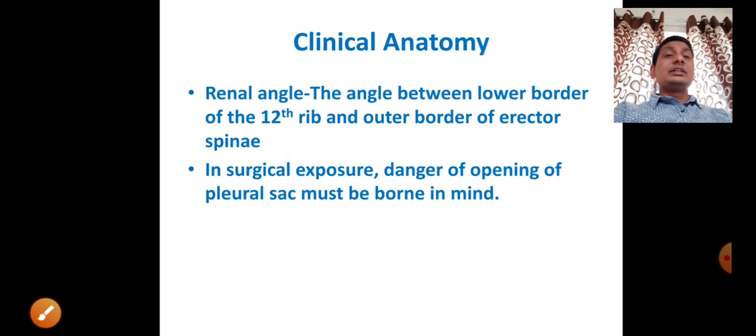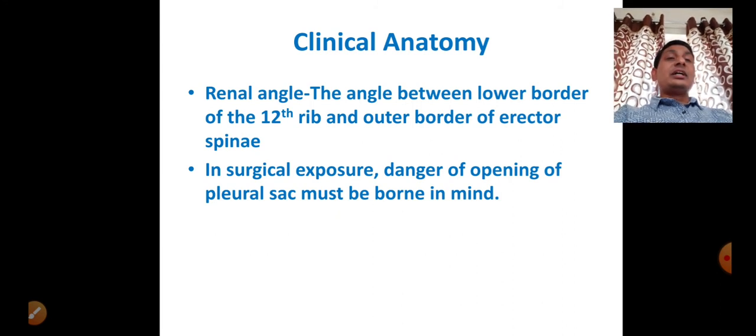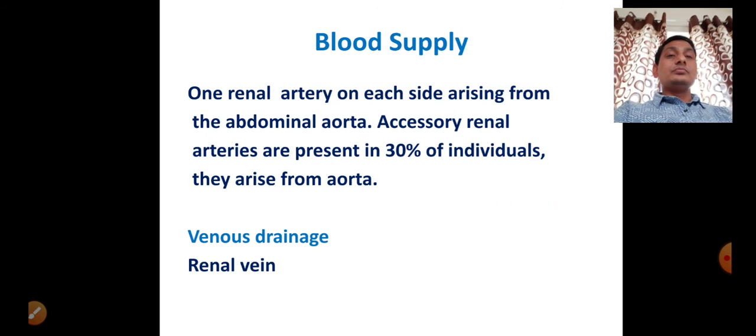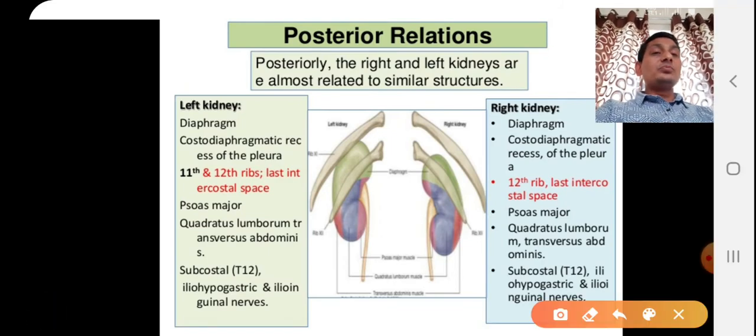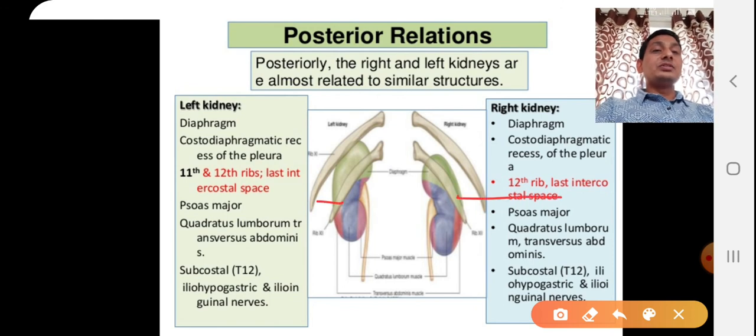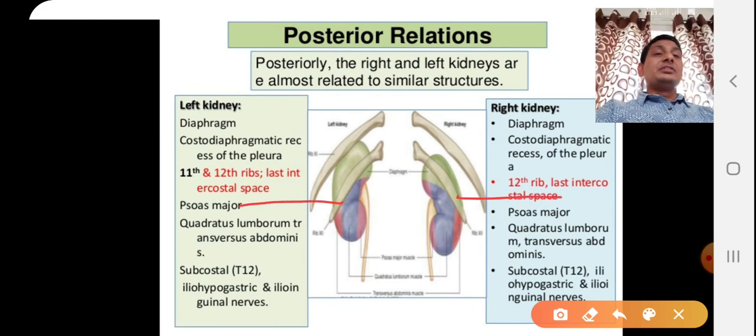Then the clinical anatomy, that is the renal angle. The renal angle is the angle between the lower border of the 12th rib and the outer border of the erector spinae. If we see on the diagram, this is the 12th rib, and the erector spinae.